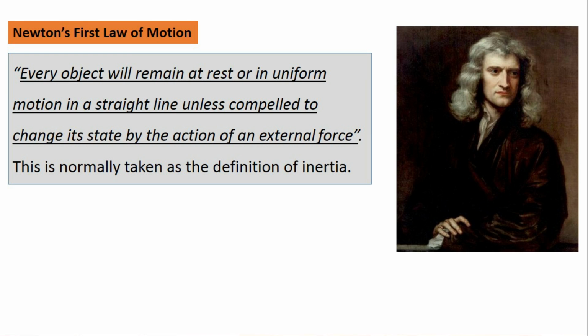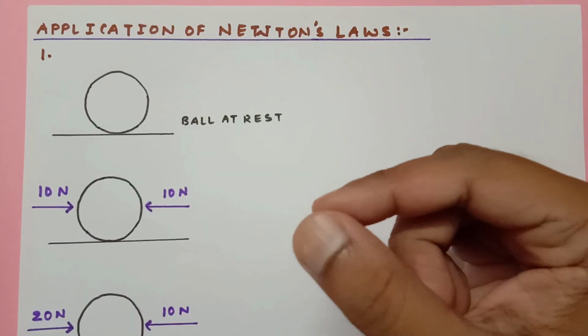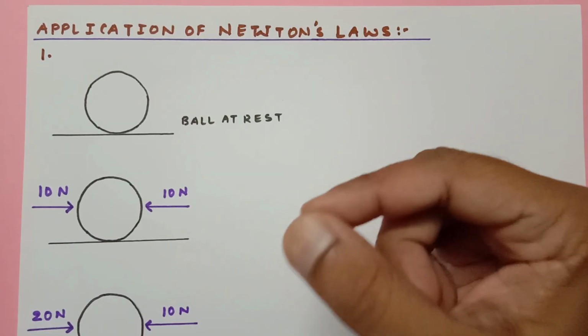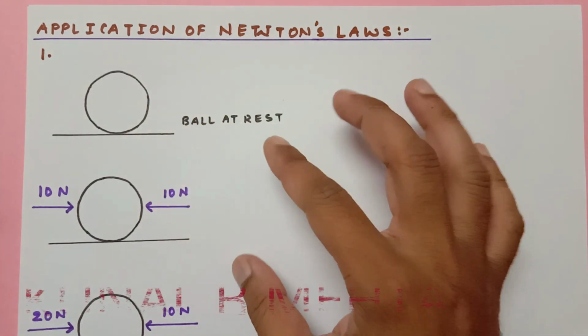It states that an object would continue to be in its own state unless an unbalanced force acts on it. So what is the meaning of this law? Let's understand through this easy problem.